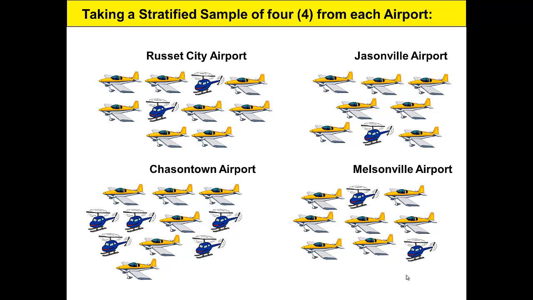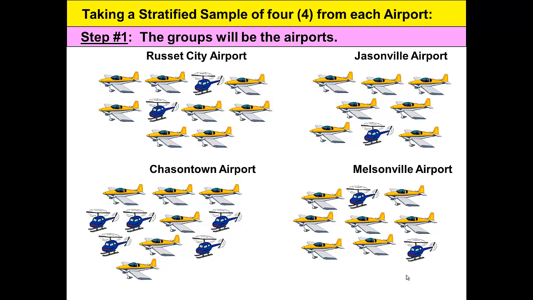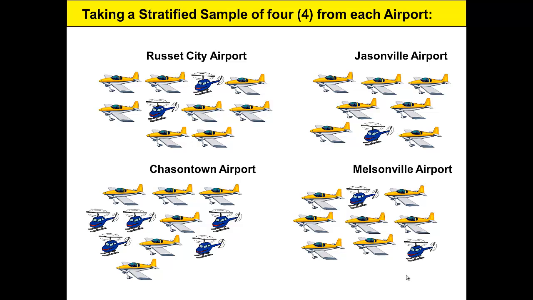Notice that our data is in some logical groups just as we look. That is the first requirement for a stratified sample, to put them into groups. So step 1 is to define the groups. In this case, each airport will be our group. Step 2 is to take a random sample from each airport. We do this individually, just like each airport was a different population.